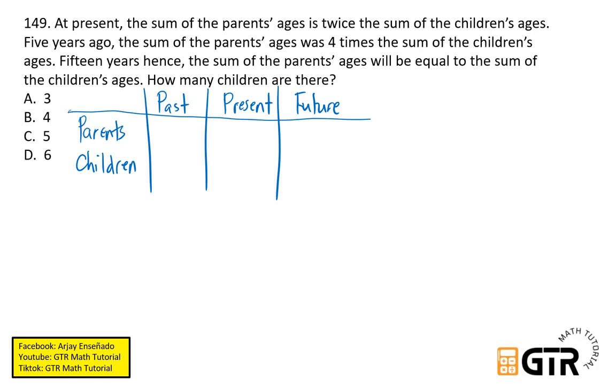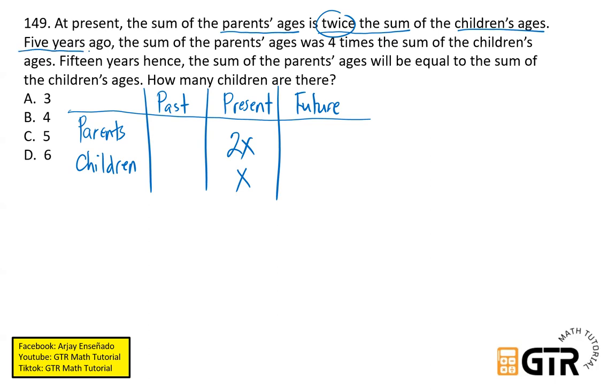So ang sabi dito at present. So dito muna tayo sa present. The sum of the parents' ages is twice the sum of the children's ages. So ilagay natin yung sum ng children's ages, lagay natin x. Tapos yung parents, the sum of the parents' ages is twice daw. So therefore ang sum ng children ay x, so ang sum ng parents ay gagawin nating 2x. Okay, so dahil twice.